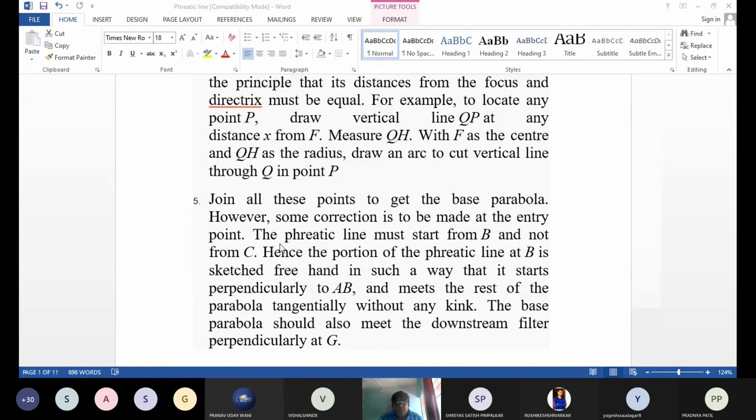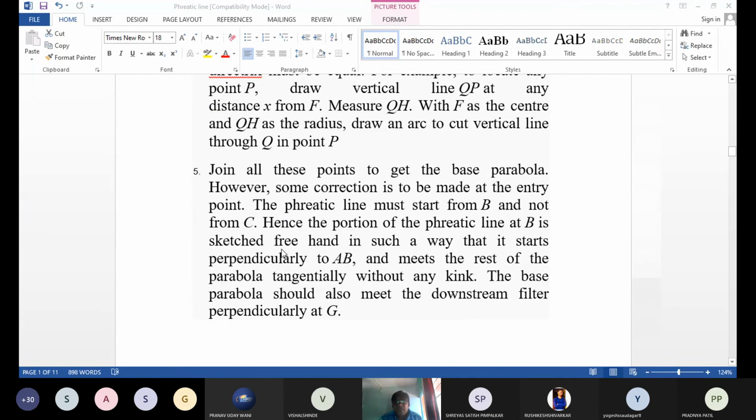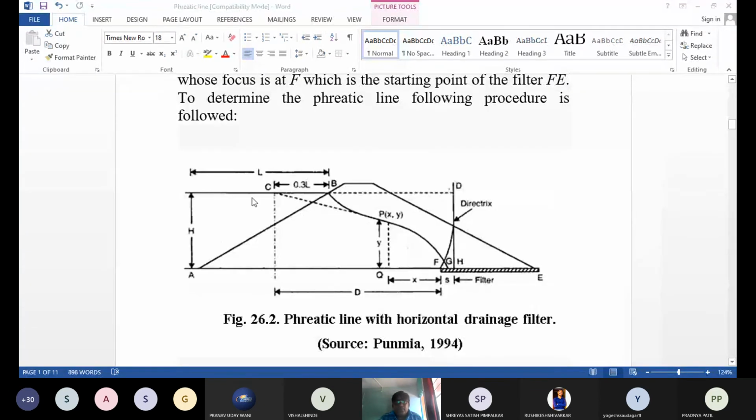You must know it. You have taken the distance of 0.3 times L. The phreatic line must start from the point B and not from C. Hence the portion of the phreatic line at B is sketched freehand in such a way that it starts perpendicular to AB. So here this line must be perpendicular to this portion, and you have to correct the phreatic line with this dotted line, and this is now the resulting phreatic line.